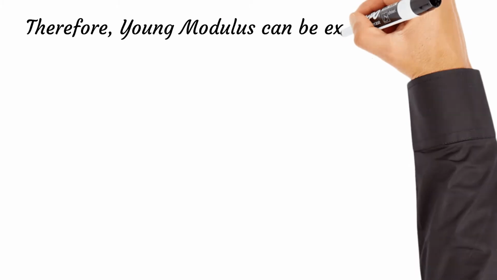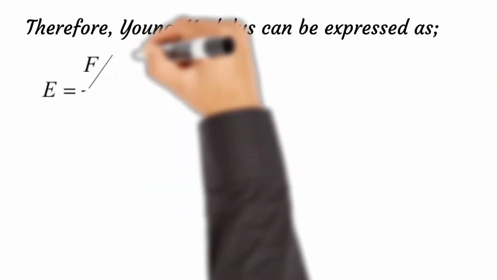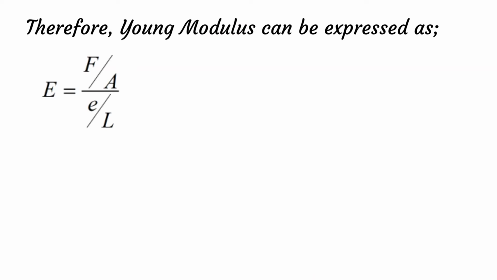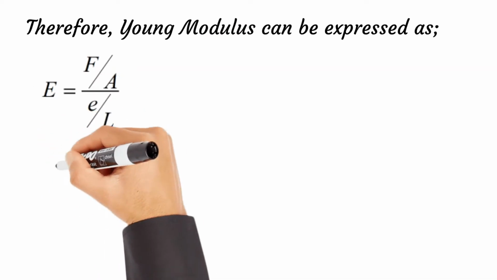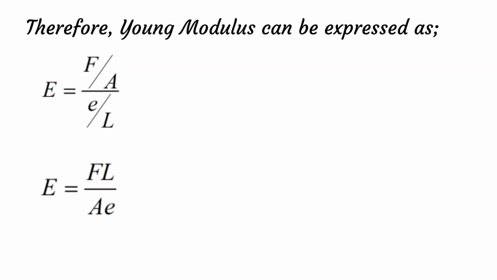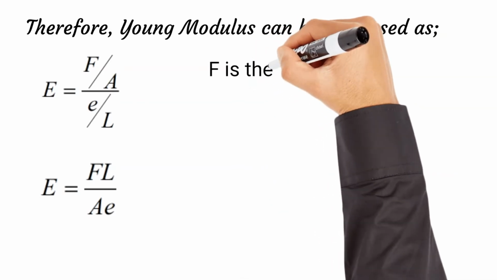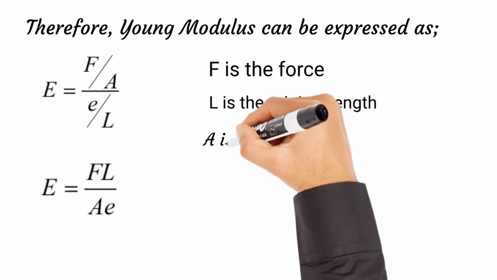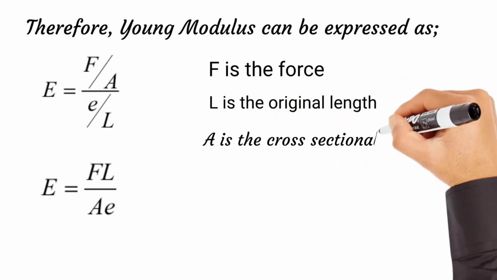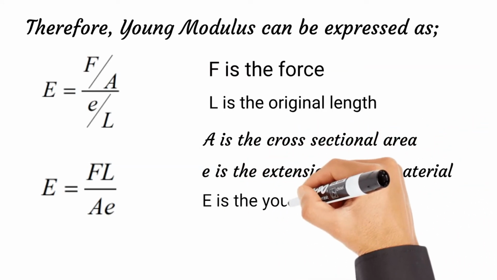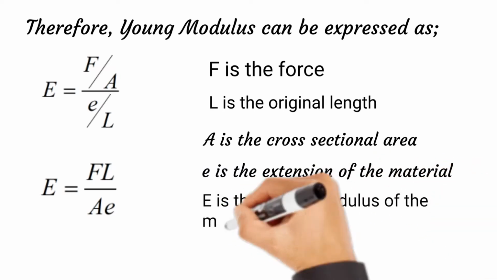Therefore, we can also express Young modulus as follows. E equals F over A all over e over L. If we rearrange it, E will now become FL over A e. F is the force, L is the original length, A is the cross-sectional area, small e is the extension of the material when extended, and big E is the Young modulus of the material.